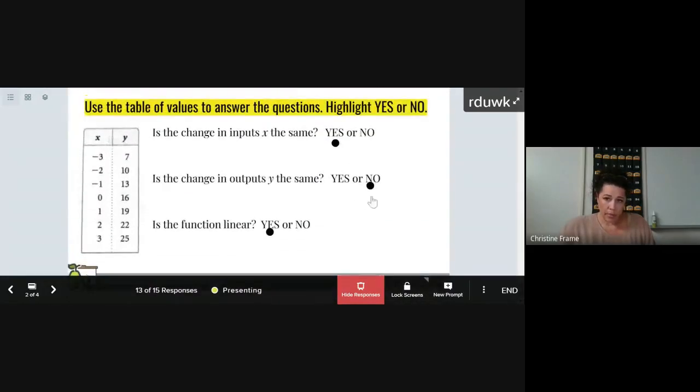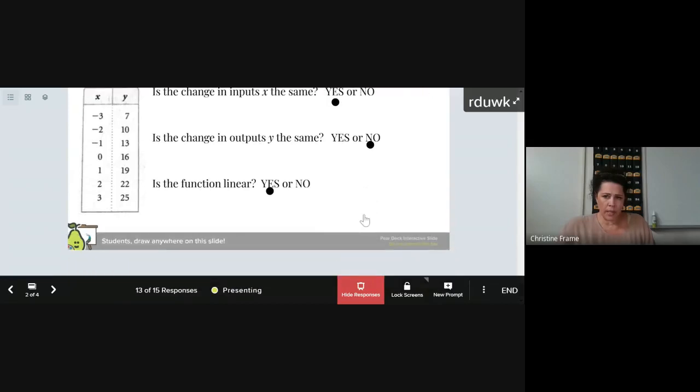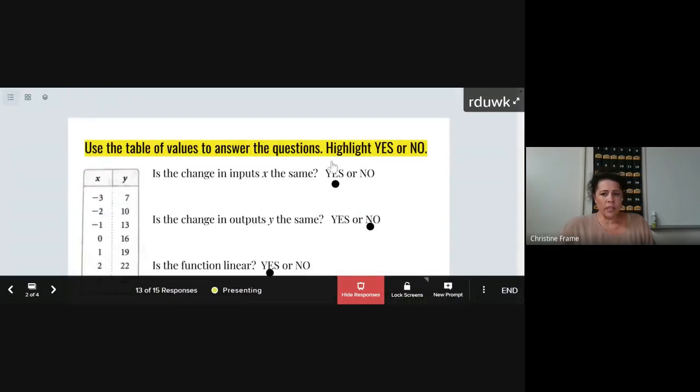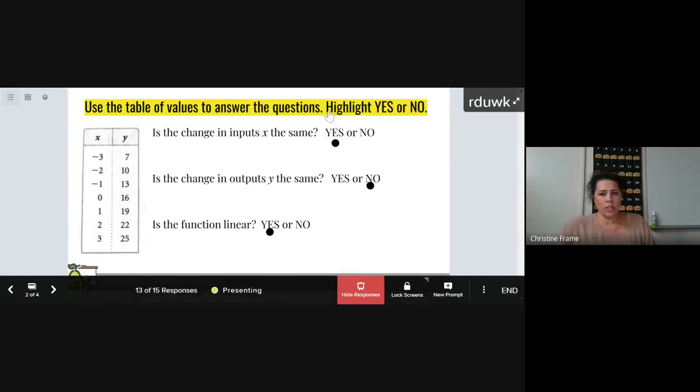Okay, so we have another one, up, no. So I really would like to know why that was a choice. Because if this is our answer, yes, the change in X's is the same, but the change in Y is not the same, then you could not say that this function is linear. These two things have to be constant, the input changes and the output changes, in order for it to be a linear function. So be careful with that.